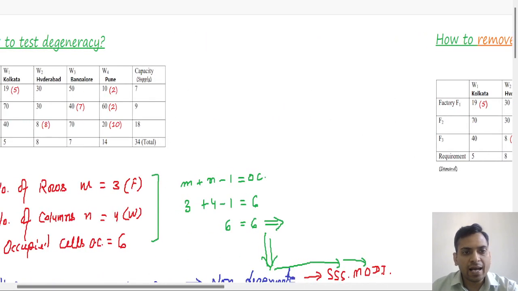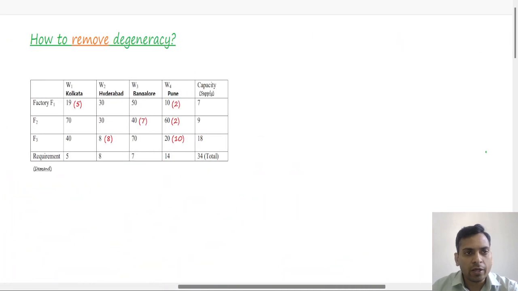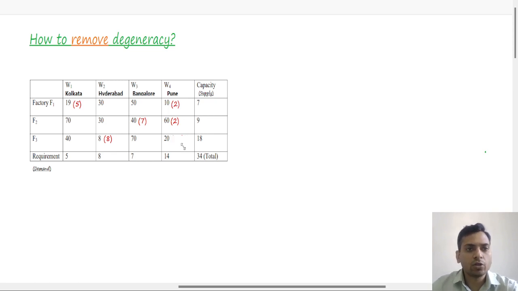So last lecture I explained this degeneracy concept. If m plus n minus 1 equals the occupied cells, then this is a non-degenerate solution, or if this is not equal, then this is a degenerate solution. Suppose we don't have this allocation in the data. In the solution of VAM, in the IBFS, we don't have this allocation. This is your IBFS, by using VAM or any other method.